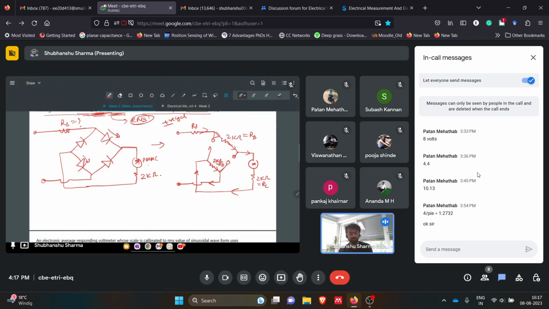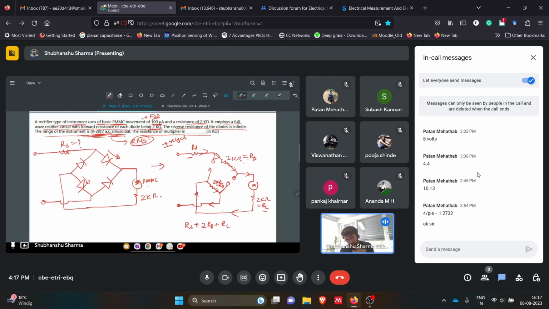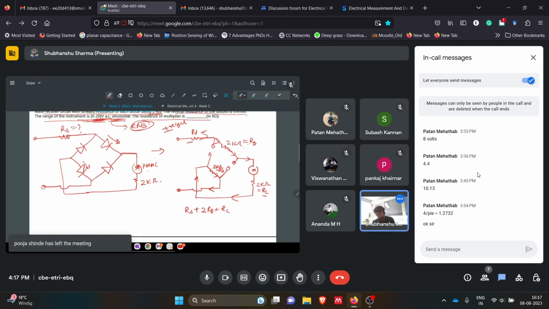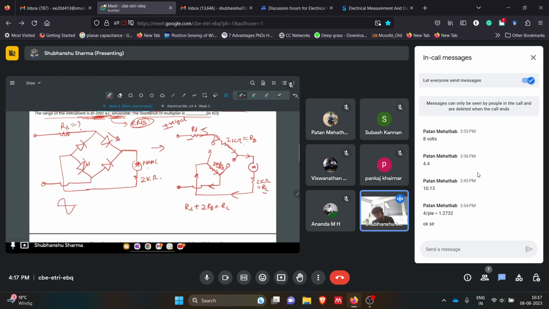So what is the total resistance for one cycle? It is RS, plus 2 RD because we have two diodes, plus one coil resistance RC. This is the total resistance for one particular cycle. Now the question is asking us to find this RS. We have inputted a sinusoidal wave of 0 to 20 volt AC, which means the amplitude is 20 root 2, because 20 is the RMS value. So this is the peak value.